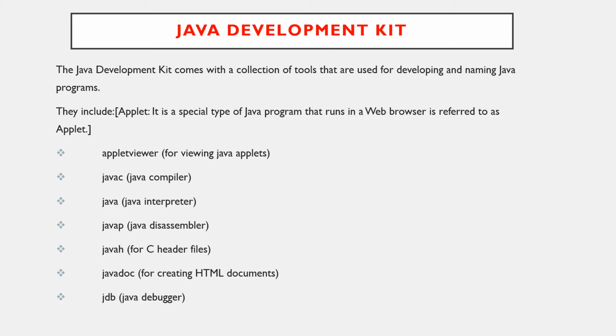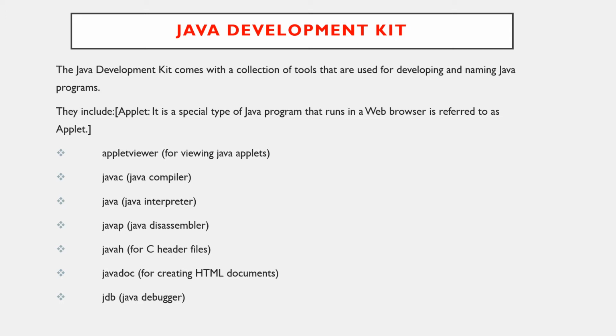Here, the applet viewer is used for viewing Java applets. So what is an applet? Applets are a special type of Java program that runs in a web browser. We can call this an applet. These applets are viewed by using the tool called applet viewer.